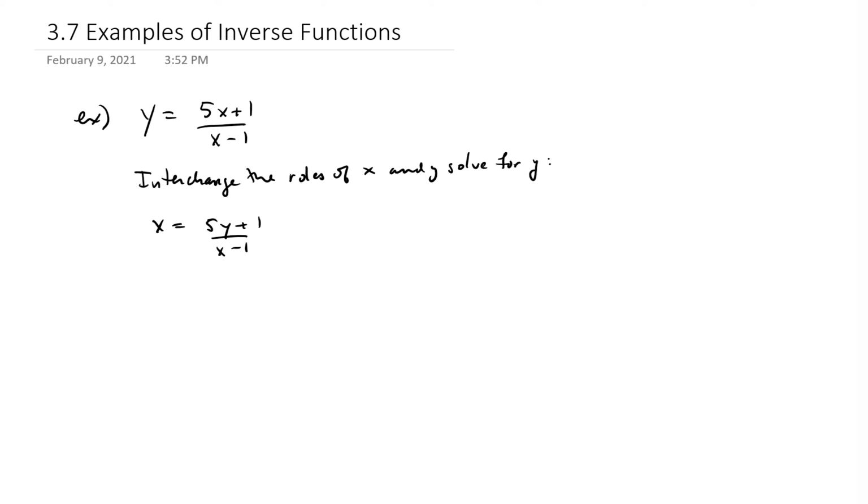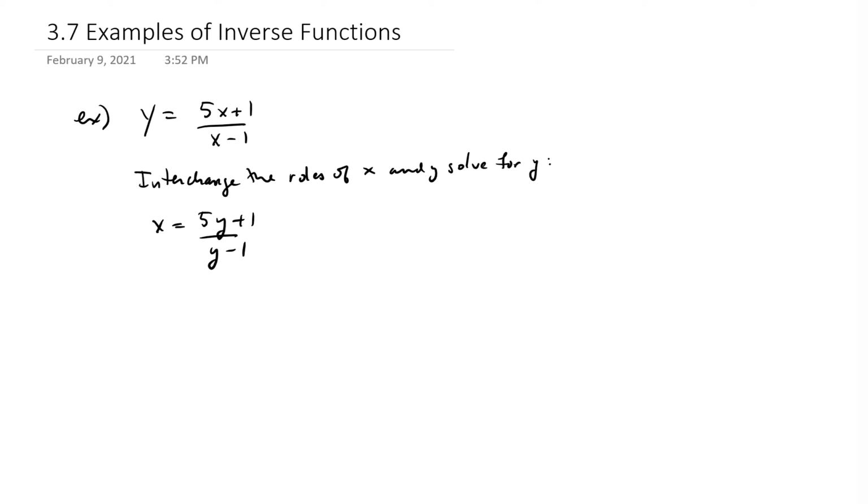So how do I solve for y here? I feel like I made a mistake somewhere. Yeah, everything's y on the other side. Okay, sorry. It's x equals 5y plus 1 over y minus 1. Now I want to solve for y. So that's equivalent to solving for x above, of course.